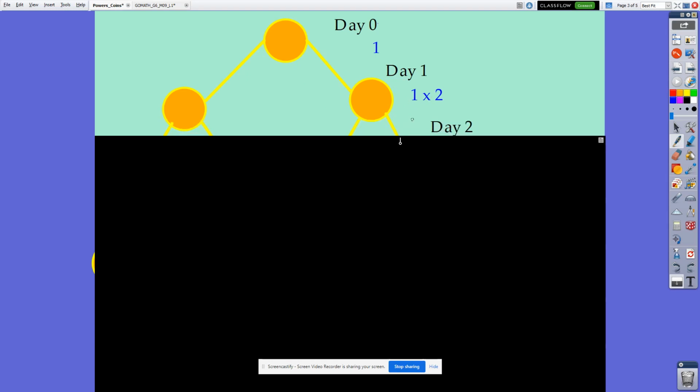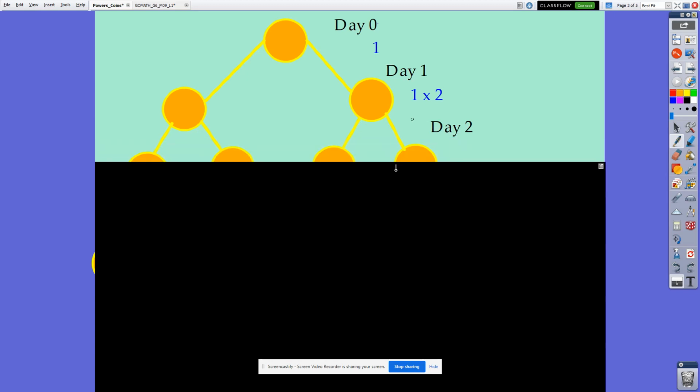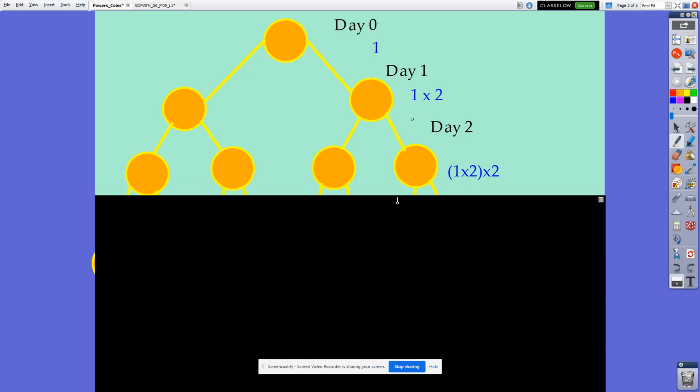Then day two, each of those two coins are going to turn into two coins. So we have the total we had from yesterday, which was 1 times 2, and that is going to double. So we'll multiply that by a factor of 2 again. And we could evaluate that expression to find the total number of coins, which would be 4.